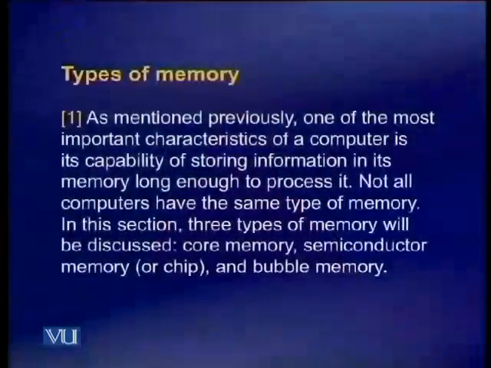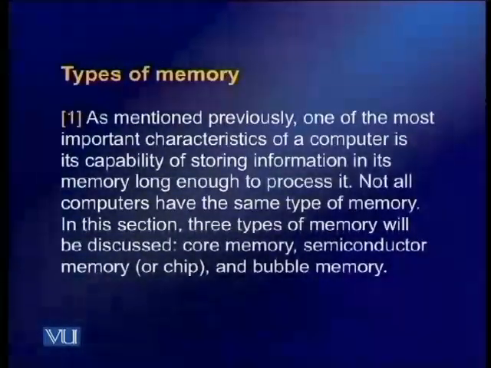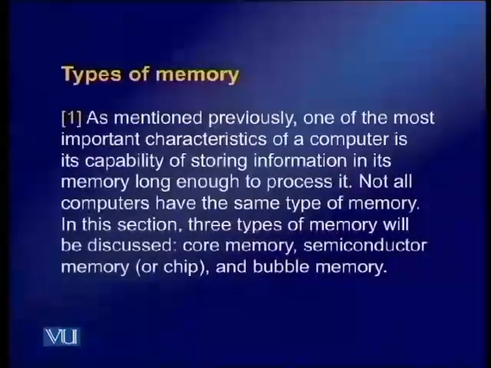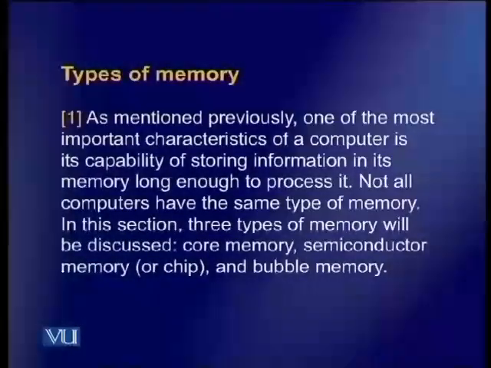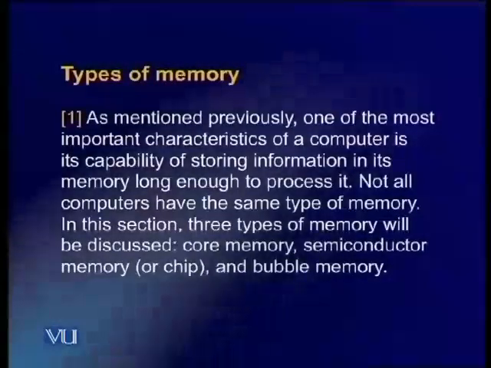Now I will read the text for types of memory. As mentioned previously, one of the most important characteristics of a computer is its capability of storing information in its memory long enough to process it. Not all computers have the same type of memory. In this section, 3 types of memory will be discussed: core memory, semiconductor memory or chip, and bubble memory.